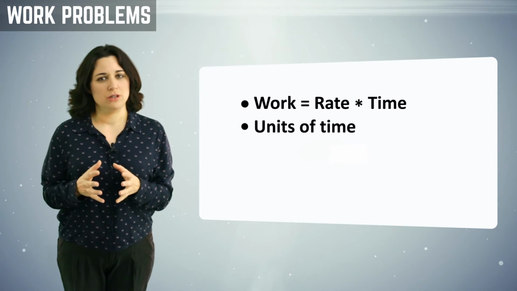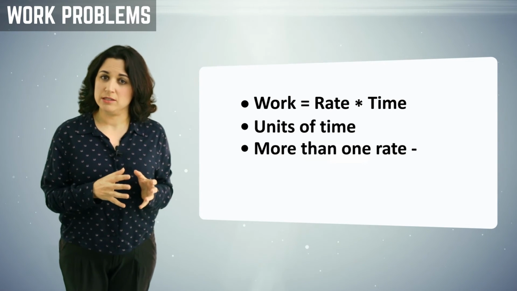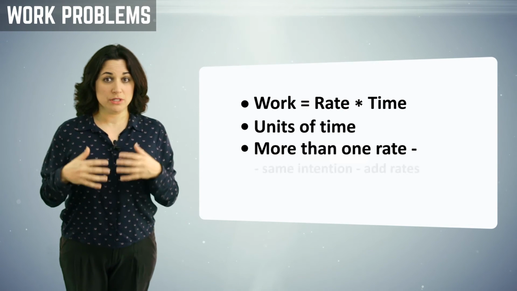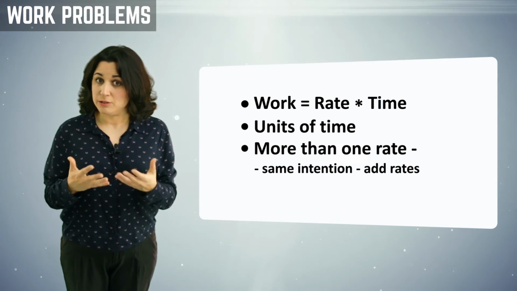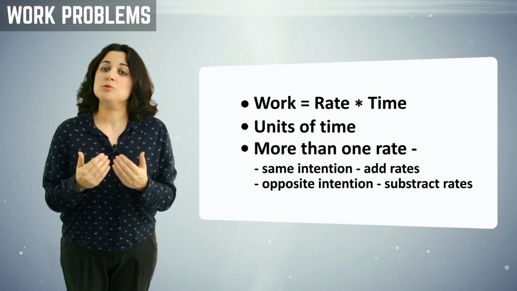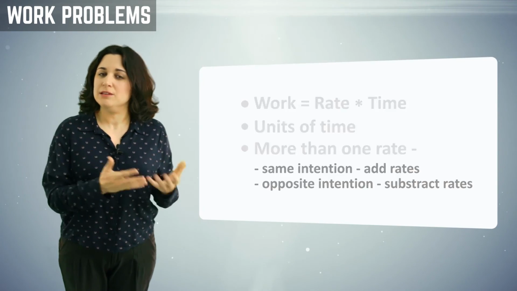When we have information about more than one rate, we will add or subtract the rates depending on the intention of the workers. When their intentions are similar, add the rates, but when the intentions contradict, subtract the rates. The total rate is what we will place in the formula.